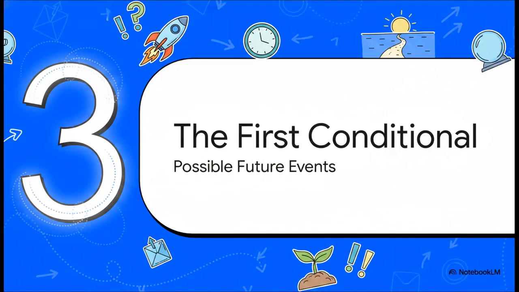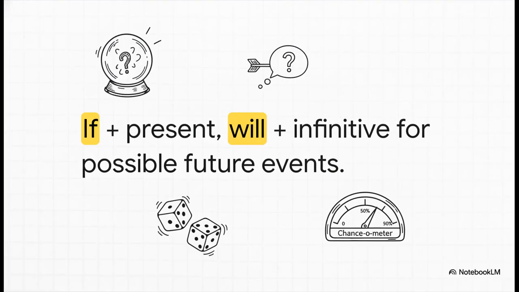Okay, let's switch gears a bit for part three, the first conditional. Now, notice the major shift in probability here. We use the first conditional when we're talking about future situations that we believe are real, or at least very possible. It is not 100% guaranteed like our zero conditional was, but it's highly likely. Think like a 50 to 90% chance. And because we're looking at a possible future result, the structure has to change slightly. The condition actually stays in the present simple, but the result clause, that one uses will plus the base verb.